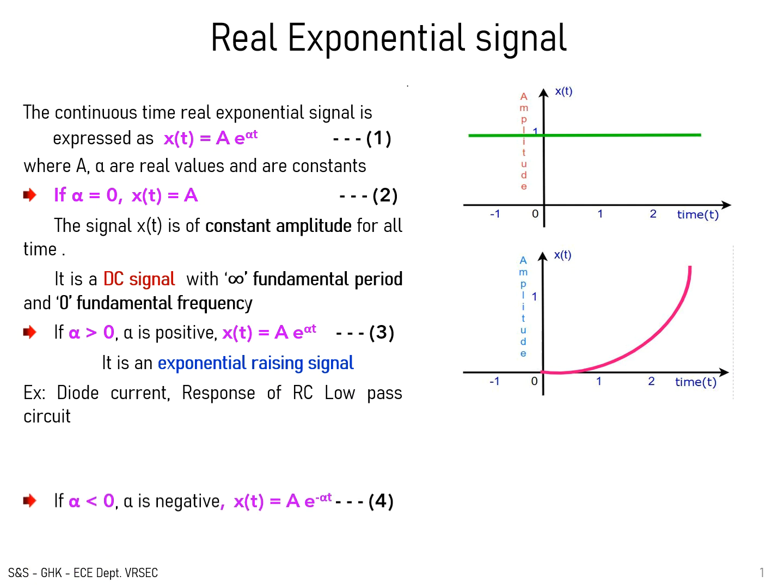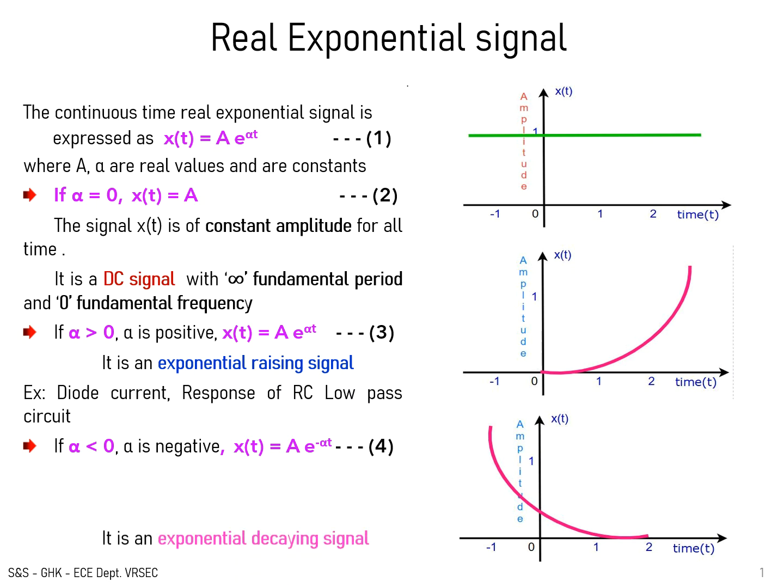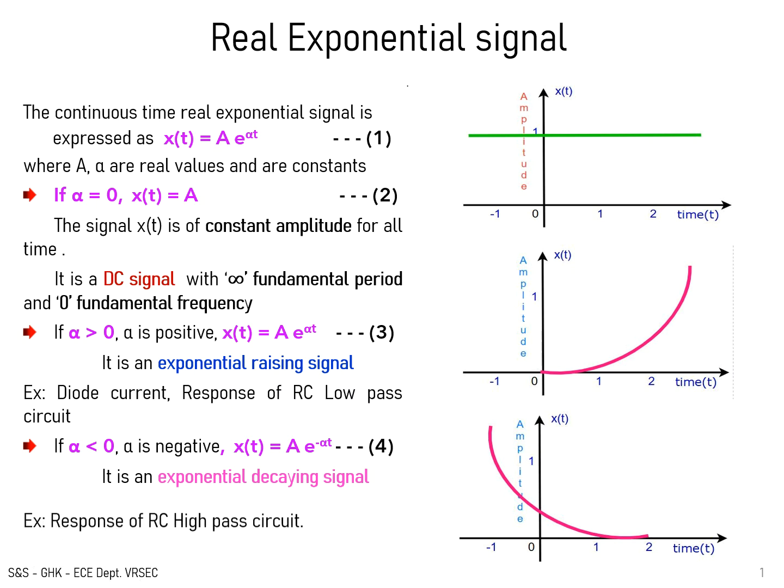low pass circuit. If alpha is a negative value, then equation 1 becomes x of t equal to A e power minus alpha t, which represents an exponentially decaying signal as shown in the figure. The example for an exponential decaying signal is the response of an RC high pass circuit.